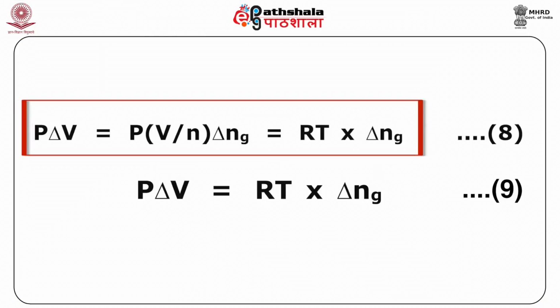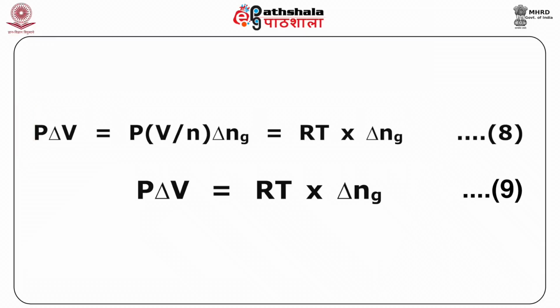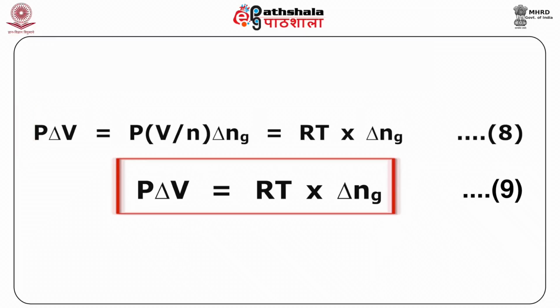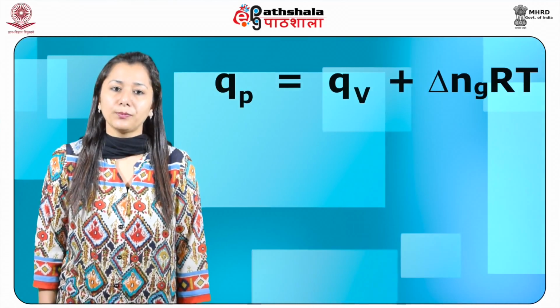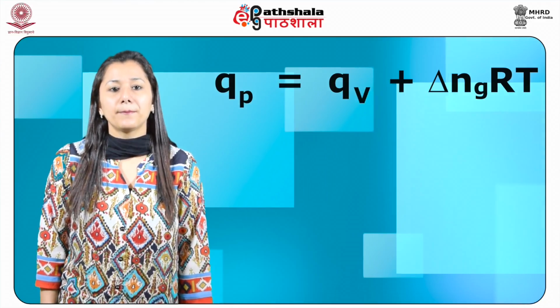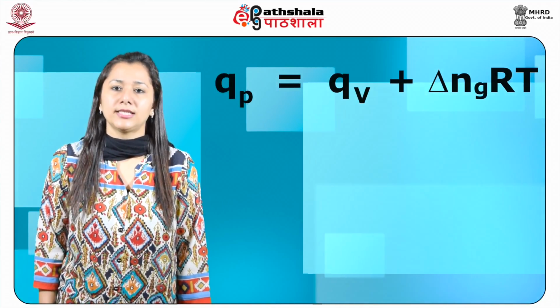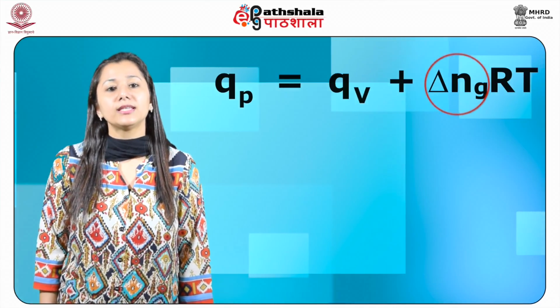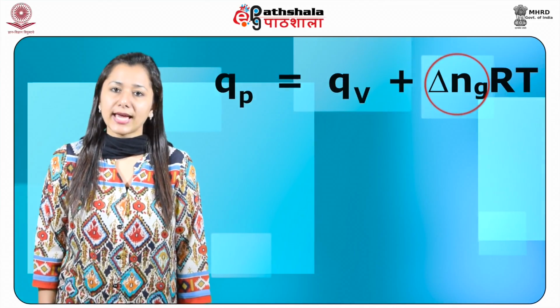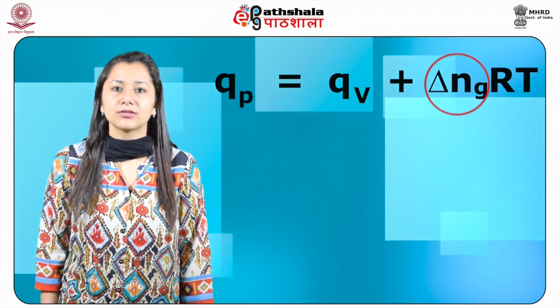Therefore, we have equation 8, or this can be written in the form of equation 9. Substituting equation 8 in equation 6, we get QP equals QV plus delta NG RT. In the equation, delta NG stands for the difference between the number of moles of gaseous products and gaseous reactants.